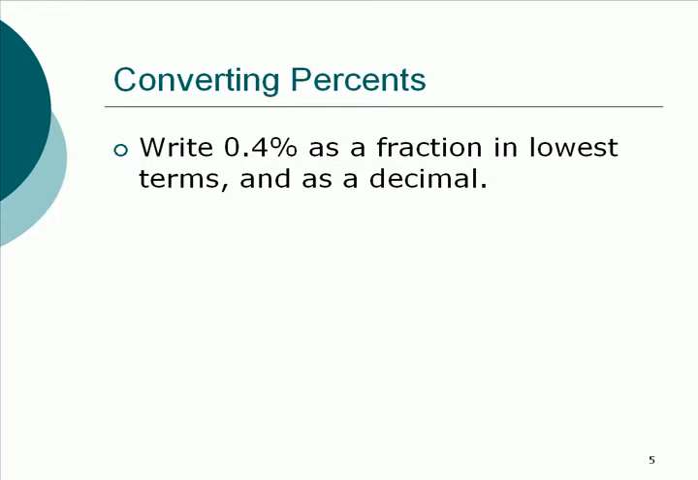0.4% as a fraction in lowest terms and as a decimal. Now, these are the ones that trip people up. Percents less than 1, when you've got very, very small percentages, these are the ones that are easy to move the decimal the wrong way without thinking.